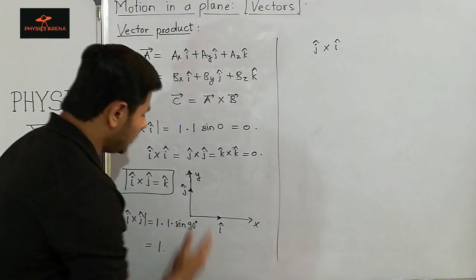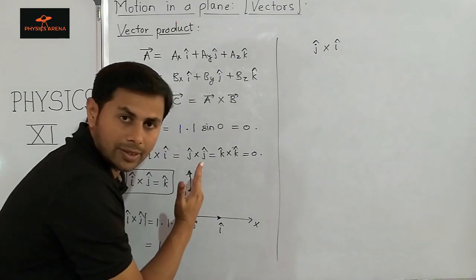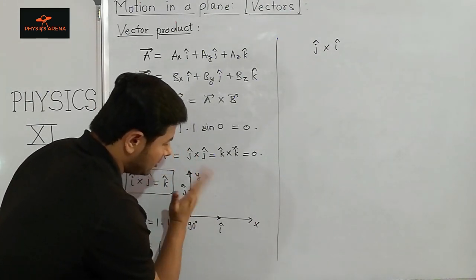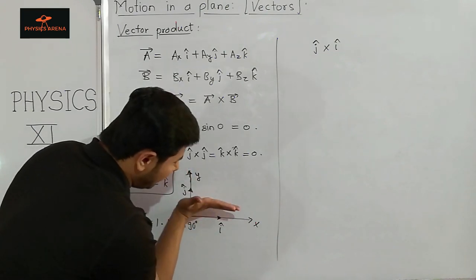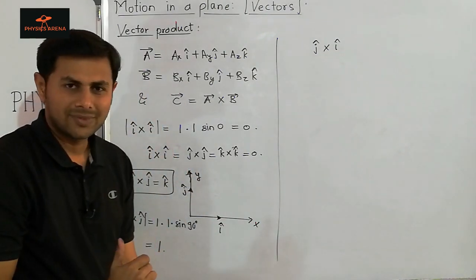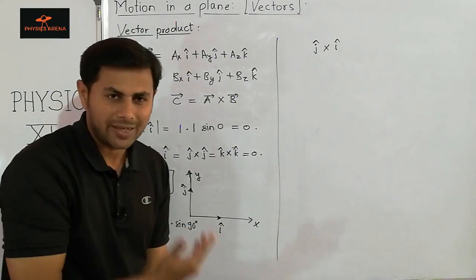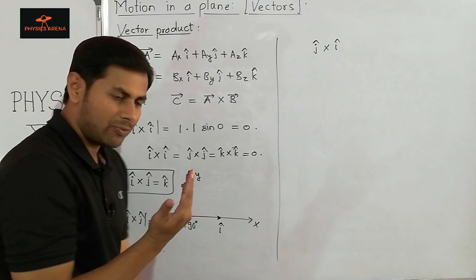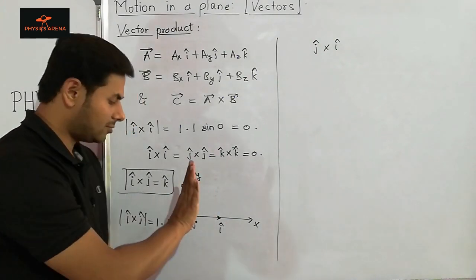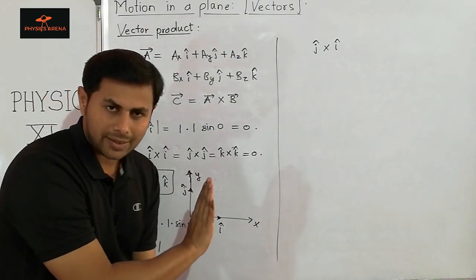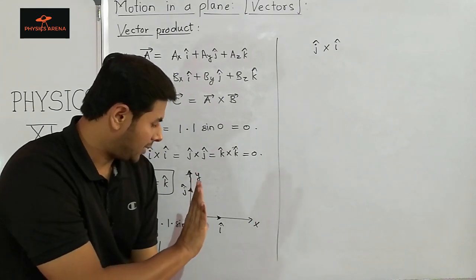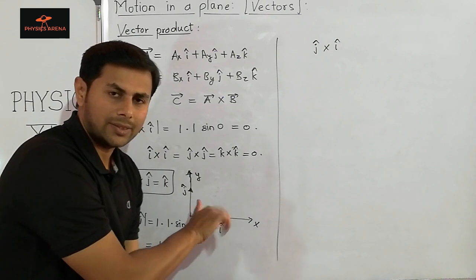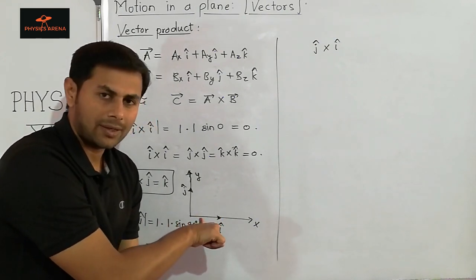For that we keep the right hand in the direction of the first vector, in the direction of j, and curl our fingers. Surely I cannot curl my fingers like this. Even if you are more delicate than me, it's not natural to do so. So what we have to do is keep our right hand like this, in the direction of this first vector j cap.